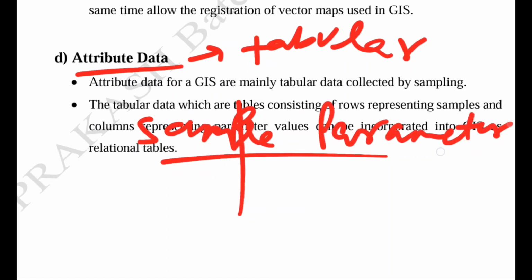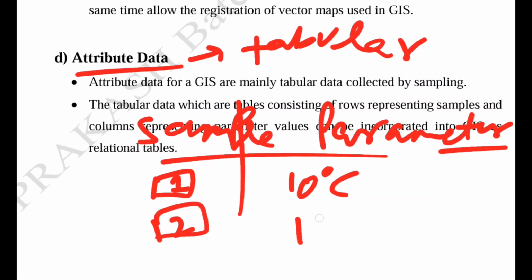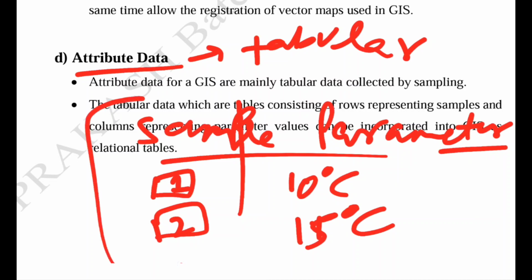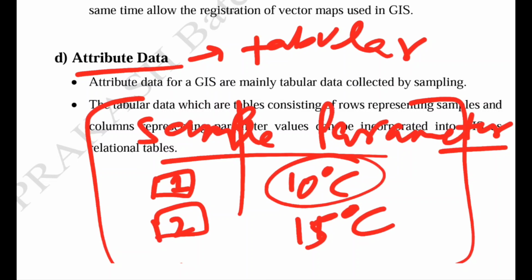Means, for example, temperature varies with distance or speed. So at a particular area, named as 1, it has 10 degrees Celsius, and at another area, 15 degrees Celsius. So this data is the attribute data, like temperature, pressure variation and rainfall data. That data is the attribute data.